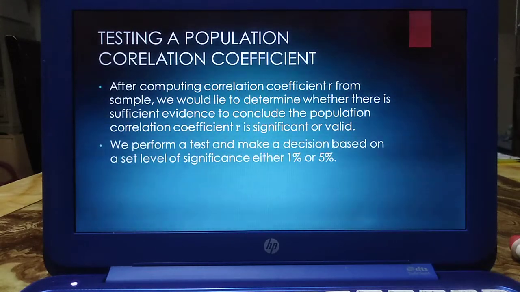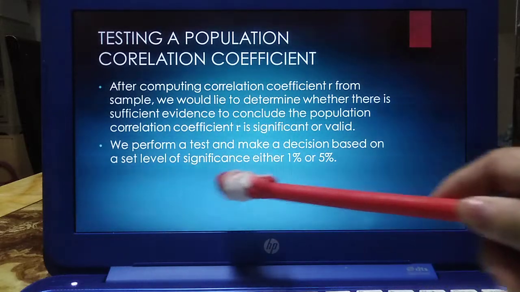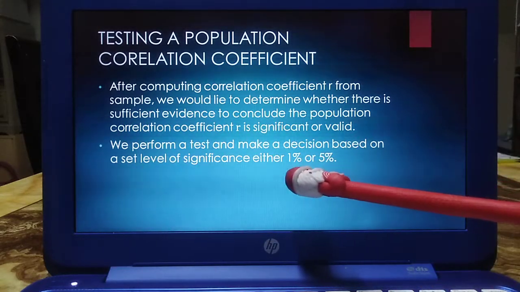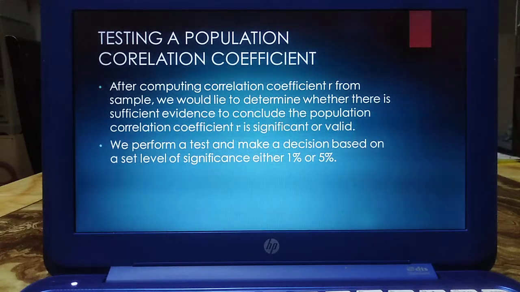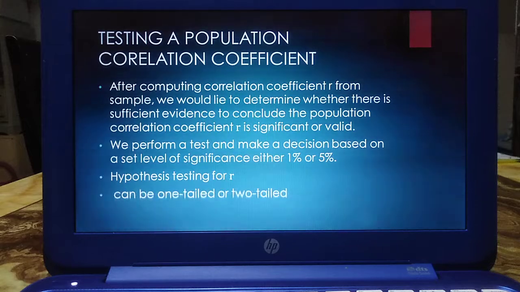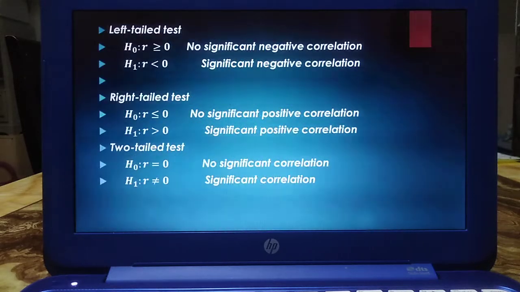So we perform a test and make a decision based on a set level of significance, either 1% or 5%. So the level of significance that we're going to use is either 1% or 5%. So the hypothesis testing for R can only be one-tailed or two-tailed. We will be using the same procedure we had last meeting.